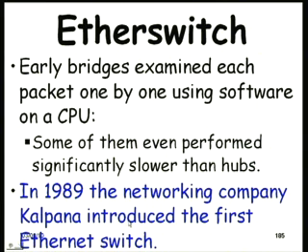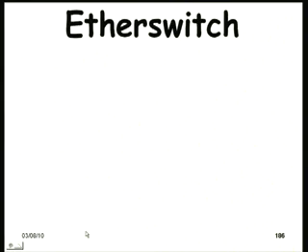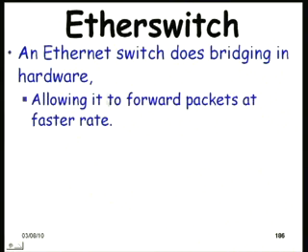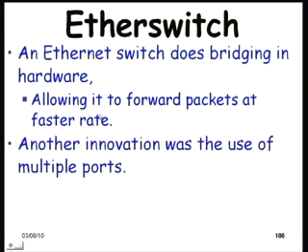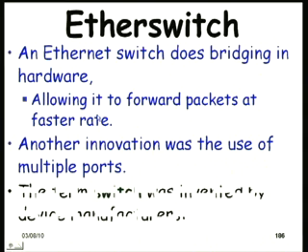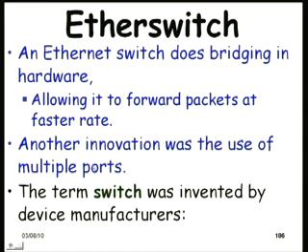In 1989, networking company Kalpana Networks, there must be many Indians in this company who gave the name Kalpana Networks, introduced the first switch, Etherswitch. The idea was that there are several innovations actually. One is that it does bridging in hardware. All these are implemented in hardware, the examination of the header and so on, forwarding. It could forward packets at a faster rate compared to a bridge, which was a software implementation. The switch was a hardware implementation, and also it used multiple ports. It could handle simultaneous connections at the same time.